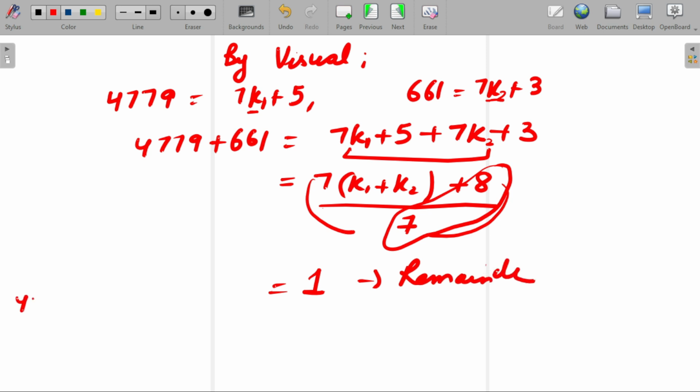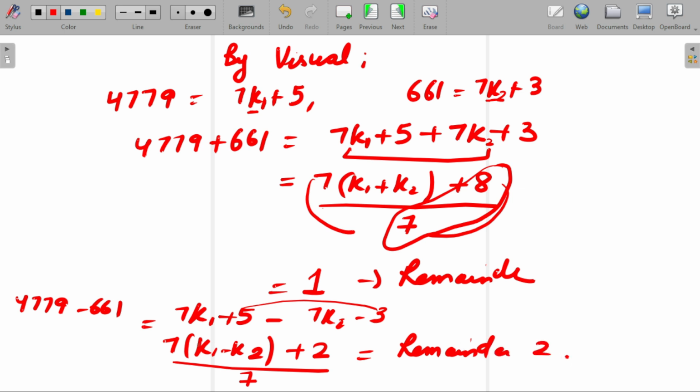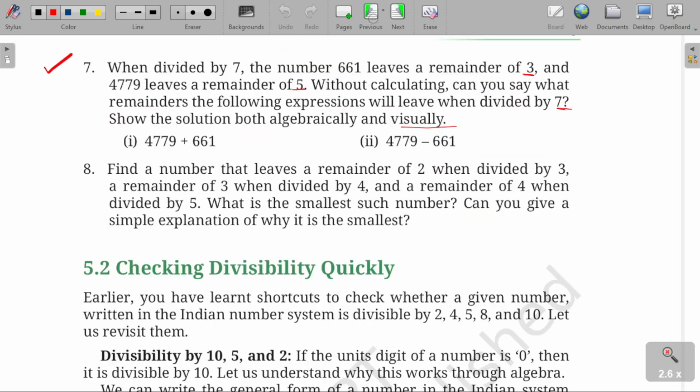And the same when we subtract the terms, 4779 minus 661, we get 7k1 plus 5 minus 7k2 minus 3. So 7 times k1 minus k2, plus 5 minus 3, which is 2. Again, when divided by 7, we get remainder 2. Why remainder 2? Because the first term is wholly divisible by 7, right? And we are left with this 2. So this is the method to solve this, and we are now at the last question.